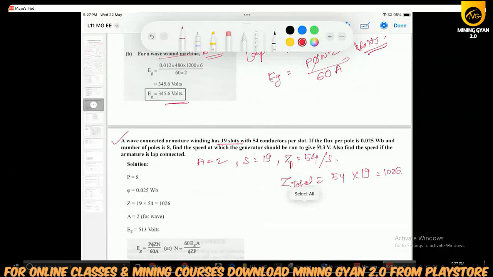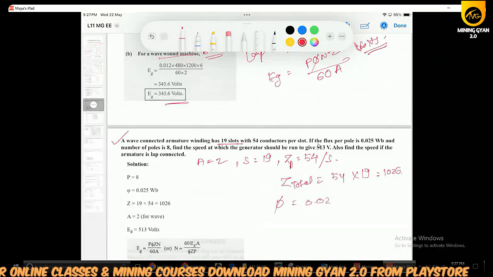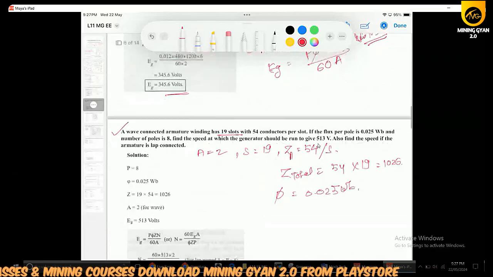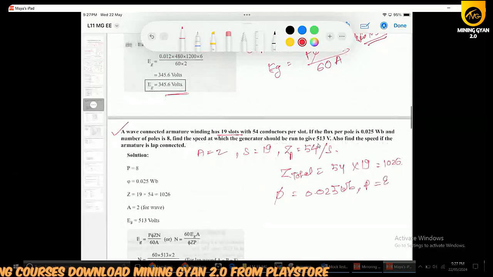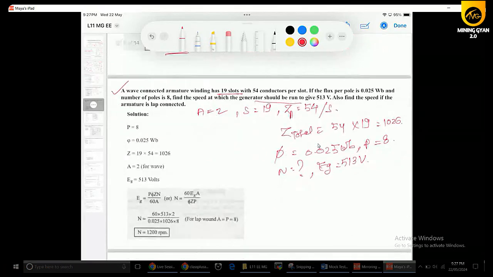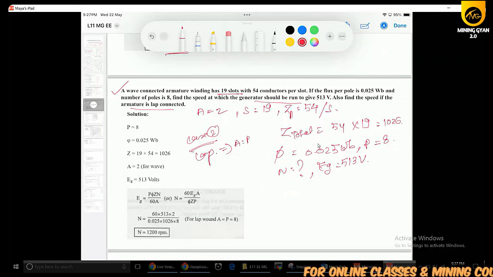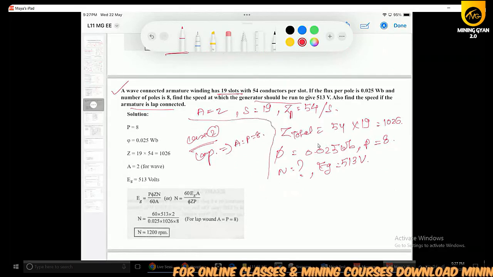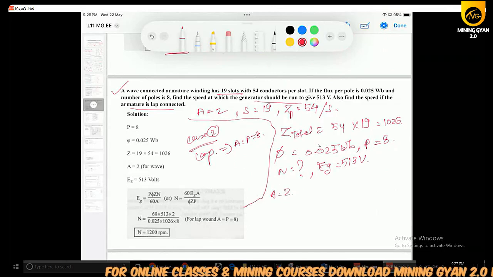The flux per pole is 0.025 Weber, and the number of poles is 8, P equals 8. Then we have to calculate the speed at which the generator should run to give EG equals 513, that is the generated voltage. Also find the speed if the armature is lap connected. In case 2 it is lap connected, which means A equals P, and P is 8.